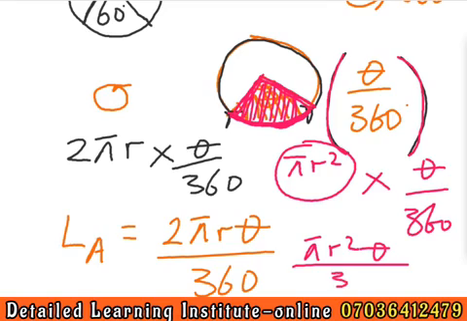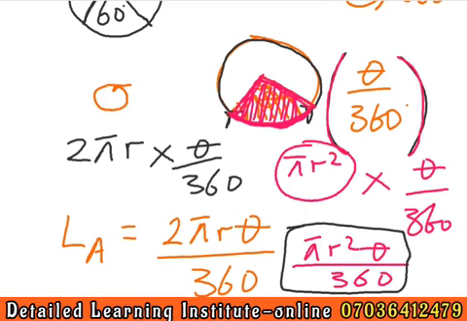This is why you should not cram. Strive not to cram your formulas. This is what we do at the Detailed Learning Institute online. We try to help you find ways in which you can learn without cramming, and then you can understand several concepts by understanding them, and you don't really need to cram them. Now this is the formula for the area of a sector: pi r squared theta over 360.